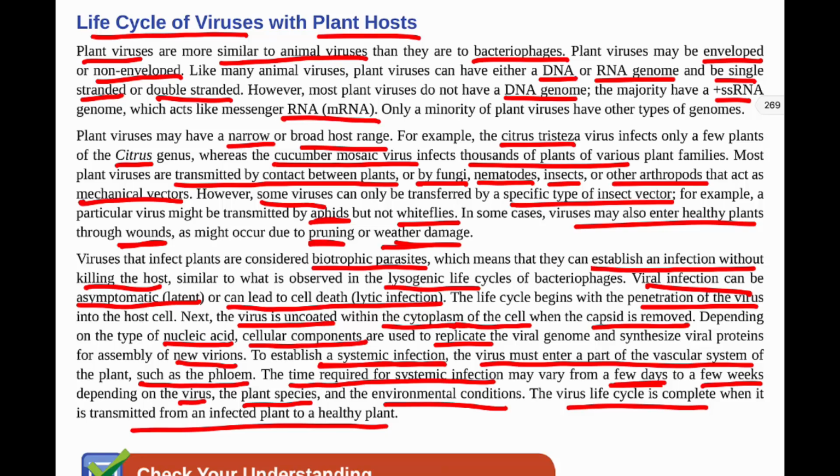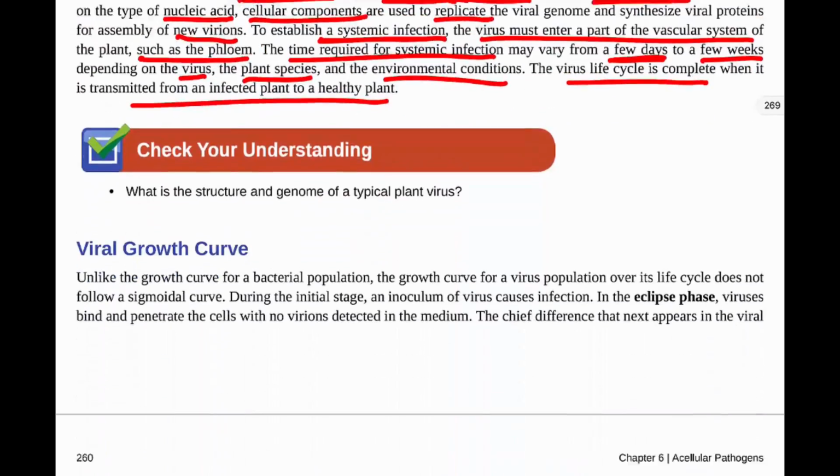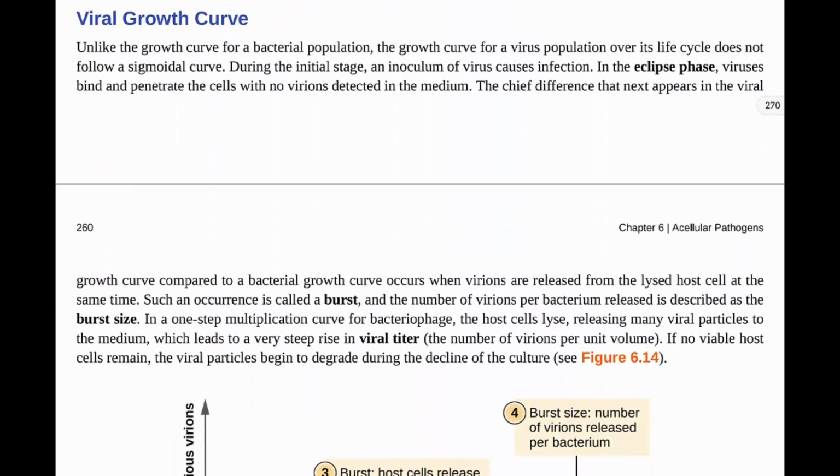All right, and then I think lastly we're going to talk here about our viral growth curve. So it is unlike the growth curve for bacterial population. The growth curve for a virus, we have our initial stage, which is the inoculum of the virus, and that's when it causes infection. And then, let me see if I can scroll down here. Not quite. Let's finish up the word up here.